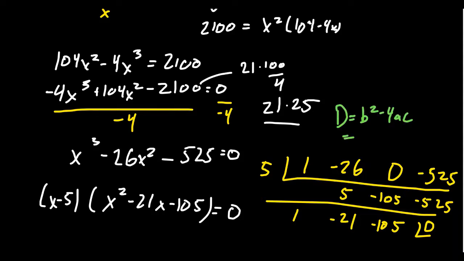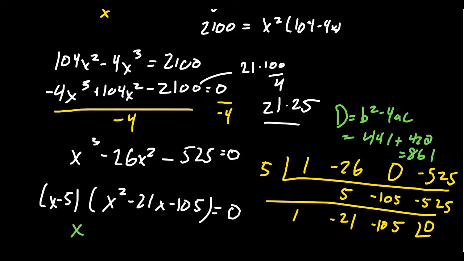The discriminant, remember, is b squared minus 4ac. In this case, 21 squared is 441, and then you add 4 times 105, which is 420. Adding that to 441 gives you 861, and we want to take the square root of that. That's an irrational number, about 29 something.